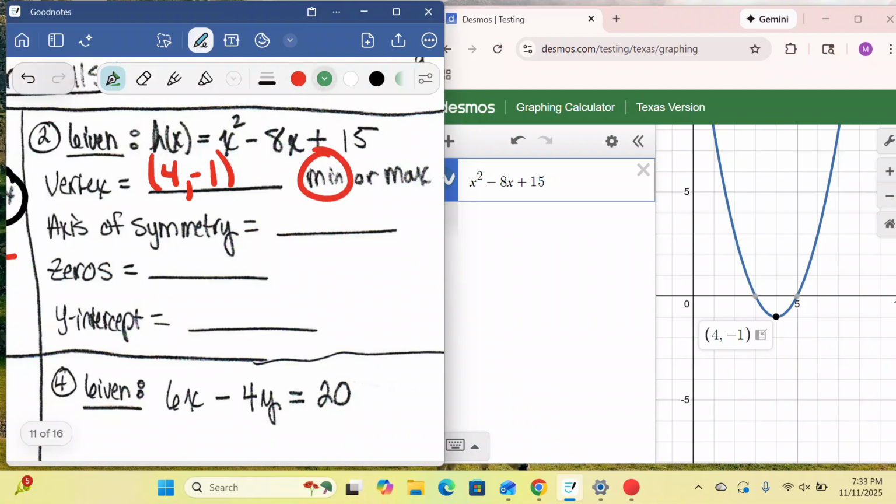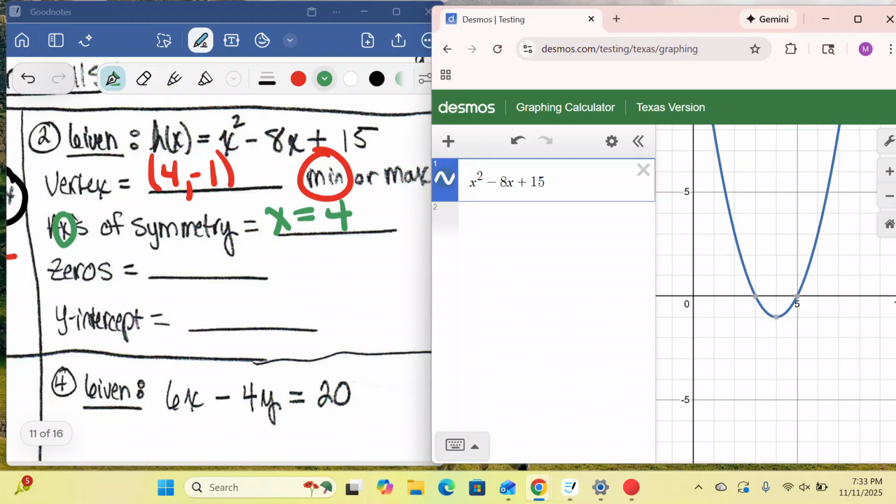The next thing I'm going to do is find my axis of symmetry. Remember, the axis of symmetry is the x value. I circle axis as the x equals. Axis of symmetry is the x value of my vertex, which is 4. So that is my axis of symmetry.